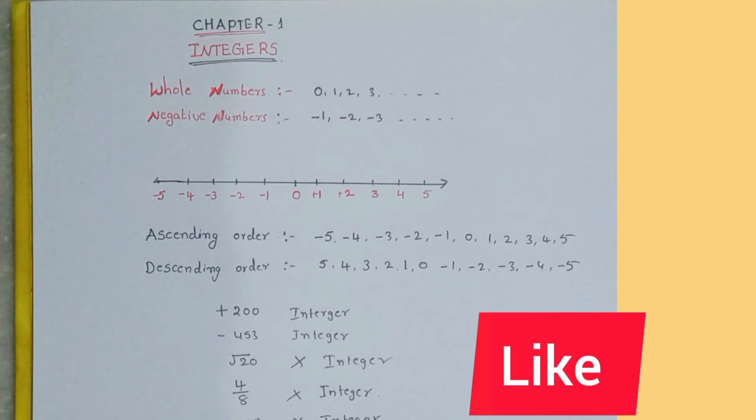Welcome to our channel. Today I will explain class 7th chapter 1, integers. Integers are a combination of whole numbers and negative numbers.